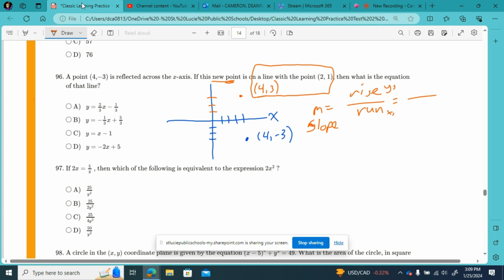So my y points are 3 and 1, so 3 minus 1 over change in x. If I started with this 3, I got to start with this 4. 4 minus 2. 3 minus 1 is 2, 4 minus 2 is 2. Every fraction is a division question. 2 divided by 2 is 1. And the only equation over here that's got a slope of 1 is answer choice C.